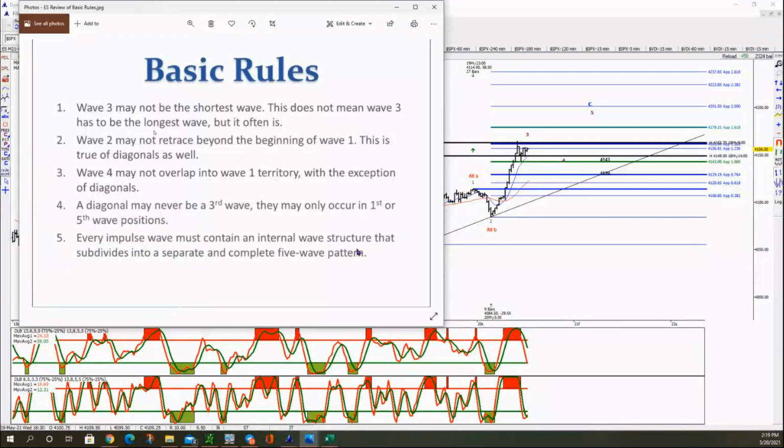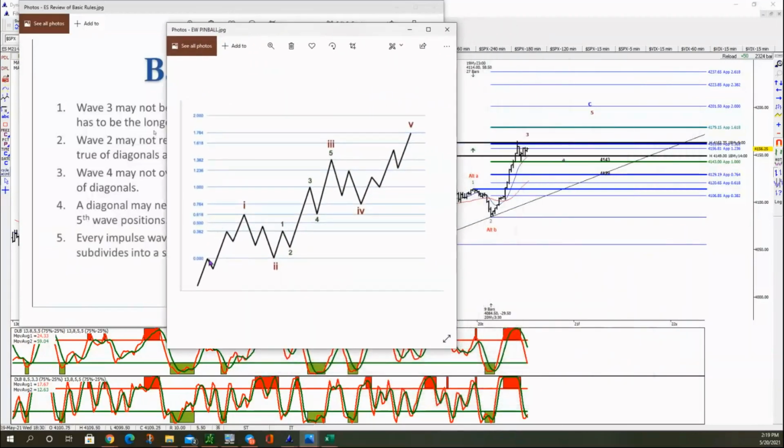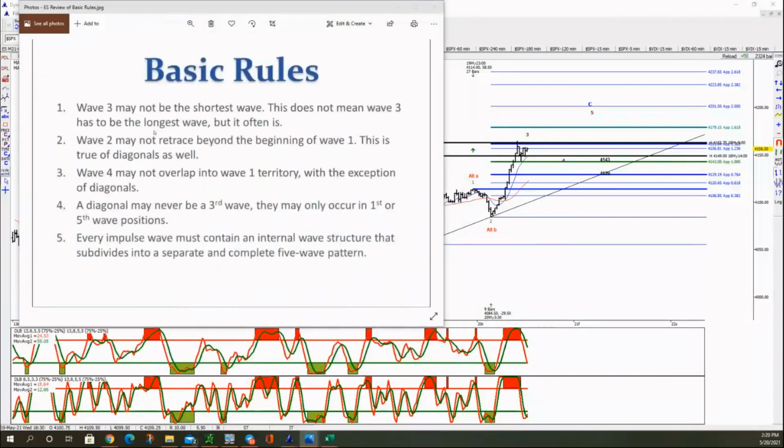Every impulse wave must contain an internal wave structure that subdivides into separate and complete 5-wave patterns. Like this. Complete 5-wave pattern. Impulse. Correction. 5-wave pattern. Correction. Impulse. So those are your basic rules of Elliott wave. Those are the things everybody has to learn. You just got to learn them. And after you do this for a while, you'll see that.